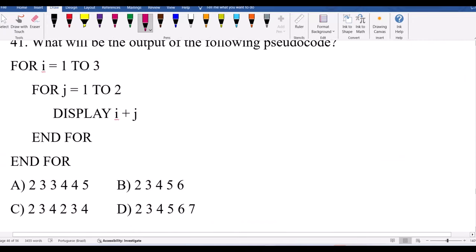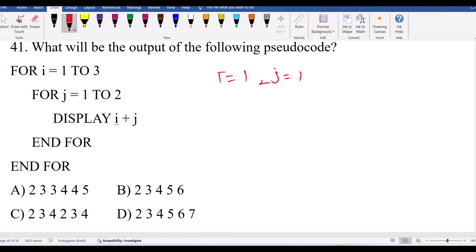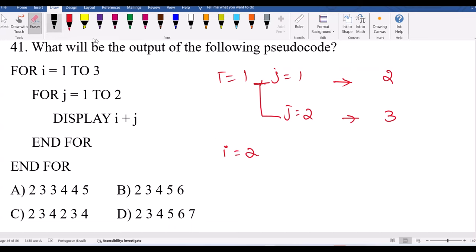Now, what will be the output of this pseudocode? First thing, I take i value 1. Then for that, j equal to 1, then j equal to 2. In i equal to 1, I have to take j value 1 and j value 2 both. First, printing i plus j gives 2. Then i plus j printing is 3. i value 1 is done. Next, I go for i value 2. When i is 2, j value 1 means 3 only will come. Next, j value 2 means 4 will come.